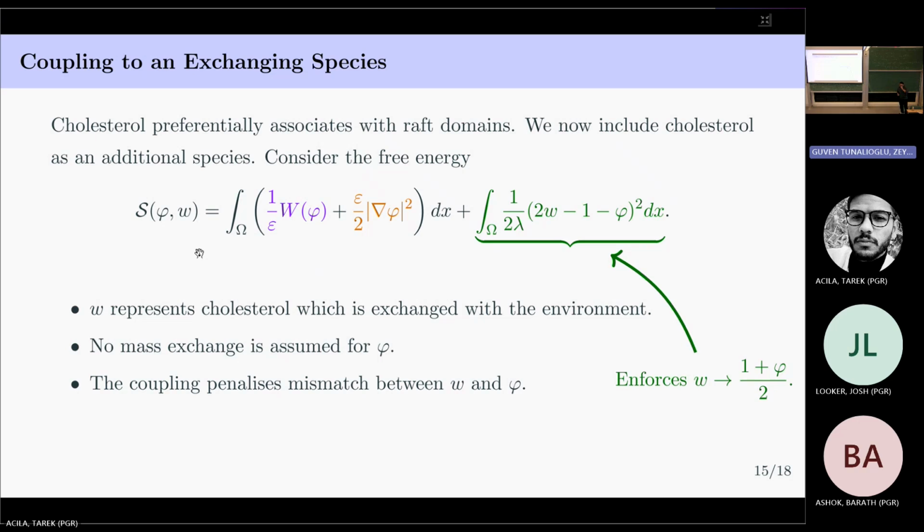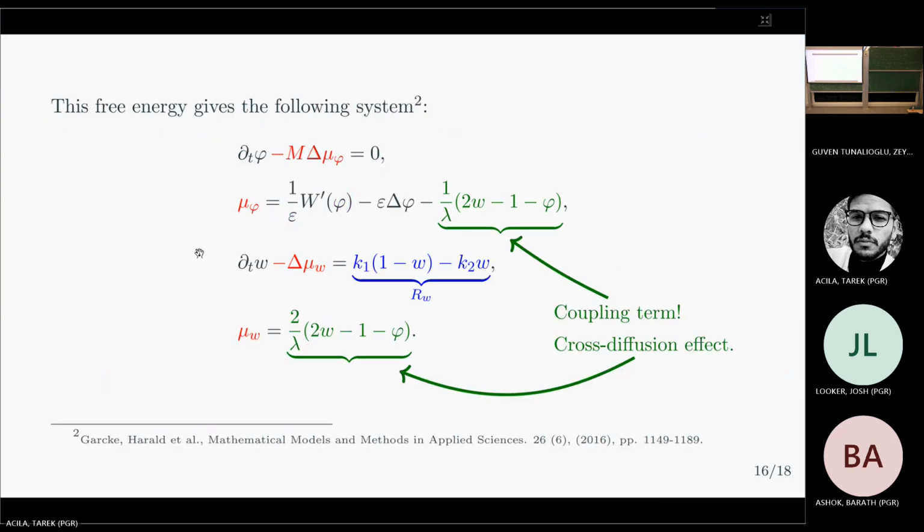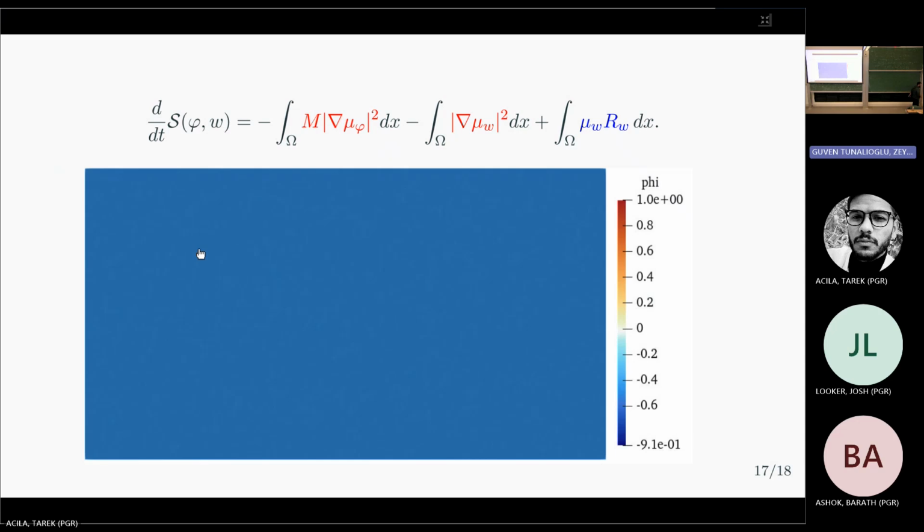And the assumption here is that instead of adding a mass exchange for phi, I will add a mass exchange for W, for the cholesterol. So remember, I said that the reaction term, which is the mass exchange, will cause non-equilibrium in the system. But this time, non-equilibrium is coming from W, not from phi. What do you expect would happen? Let me show you the video.